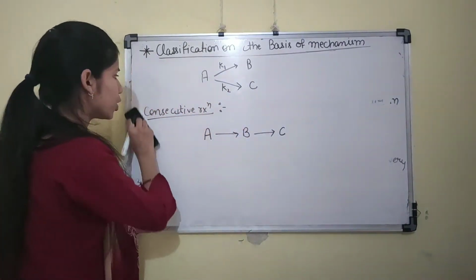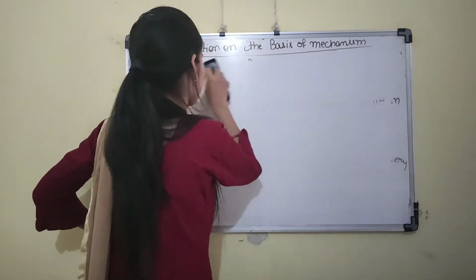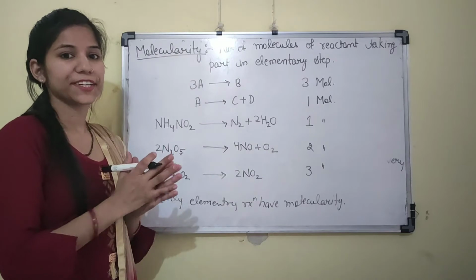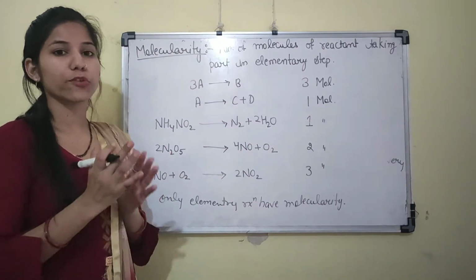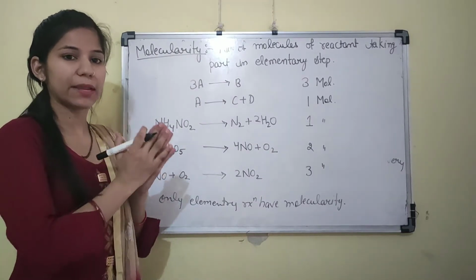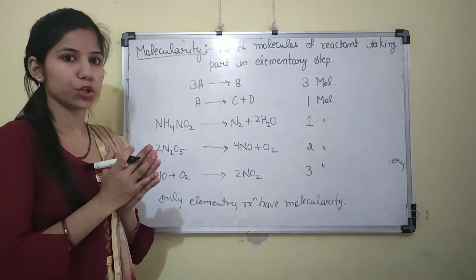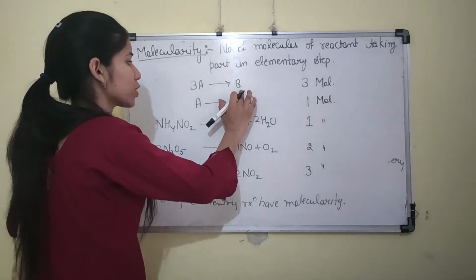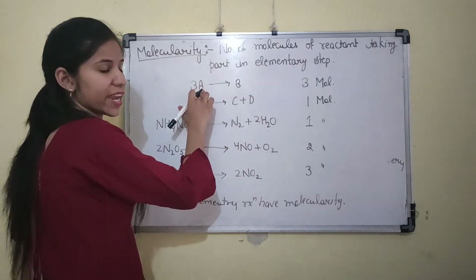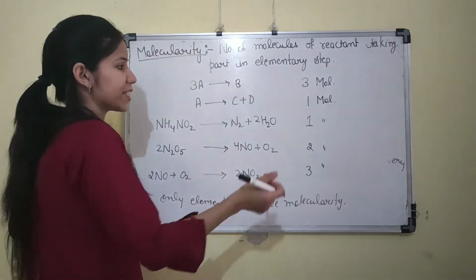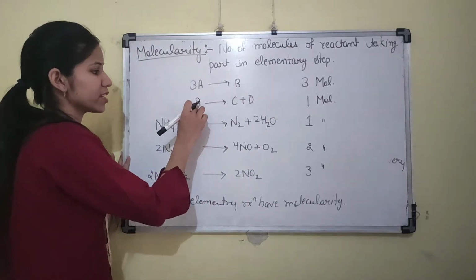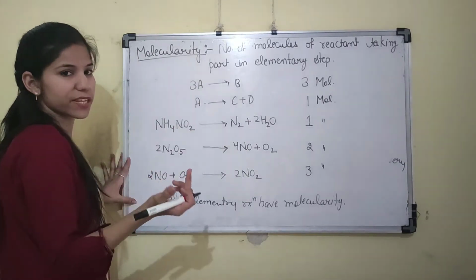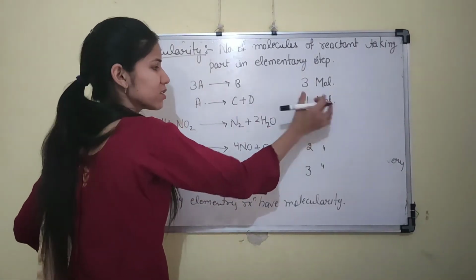Now we study molecularity. Molecularity is the number of molecules of reactant taking part in an elementary reaction. In 3A gives B, there are 3 molecules of A, so the molecularity is 3. And in the reaction A gives C plus D, only one reactant is present, so the molecularity is 1.